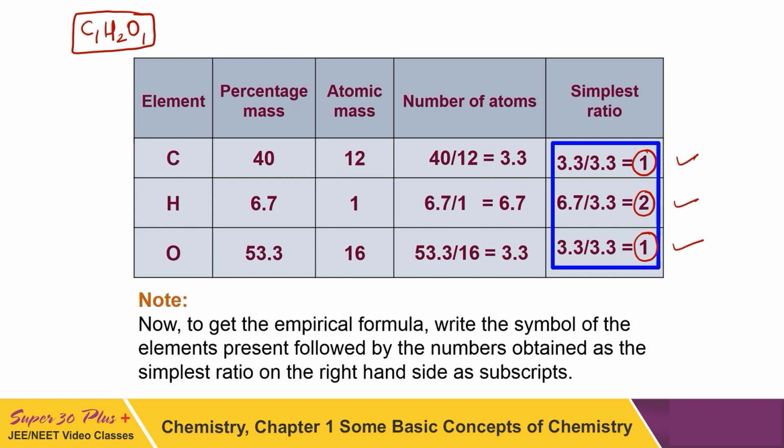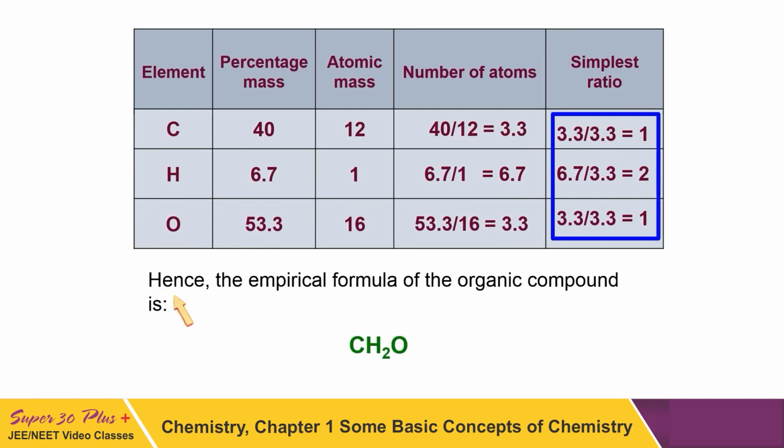Now to get the empirical formula, write the symbol of the element present followed by the numbers obtained as the simplest ratio, like I did at the top of the slide, in the subscript. So this is how we calculate the empirical formula. I hope you got it. This is the empirical formula of this organic compound, CH2O. Can you tell me, this is the empirical formula of what? This is the empirical formula of glucose. I told you in the example, C1H2O1.